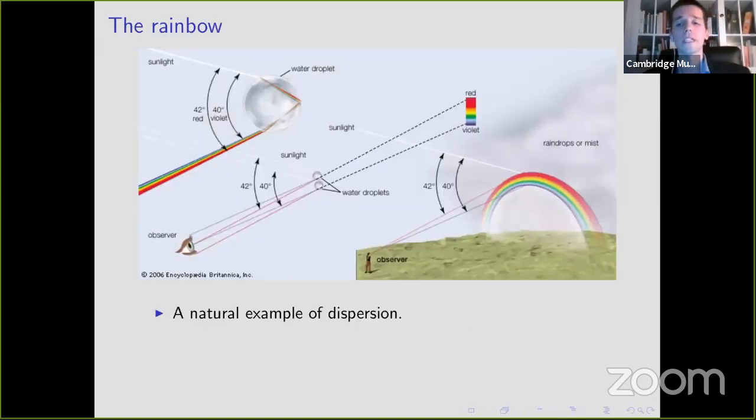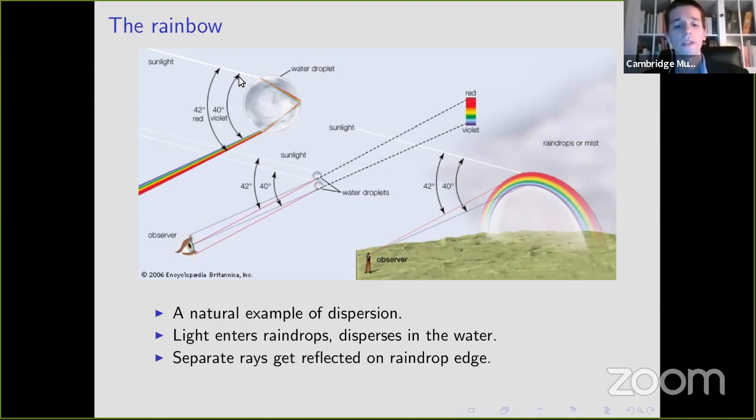A natural example of dispersion is the rainbow. What happens here is that sunlight enters the raindrop, and the water being like glass, the sunlight disperses or splits into different colors in the water. These different rays, separate rays that have different angles, get reflected on the raindrop edge, and they then get deflected again and exit at different angles.